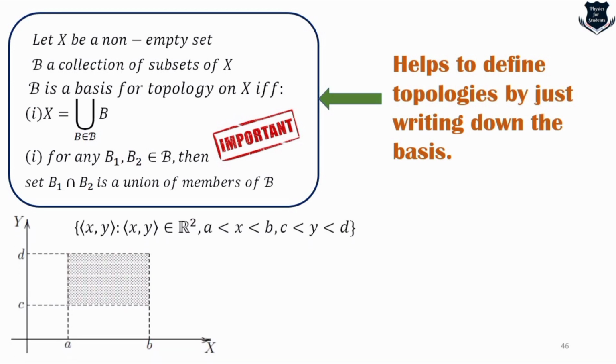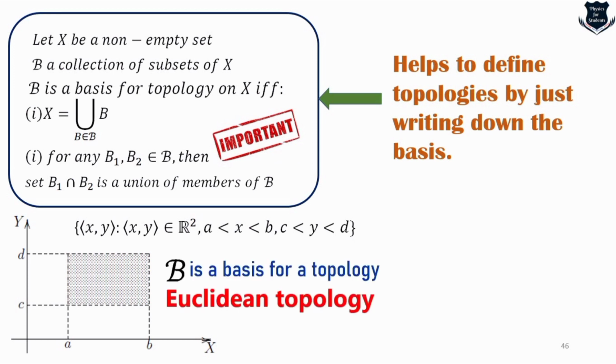So for example, if I take this kind of figure, let B be the collection of all open rectangles. Here we can say that B is a basis for a topology on the plane, and this is what is called the Euclidean topology. So remember that whenever you are using this R2 signature, it means the plane.